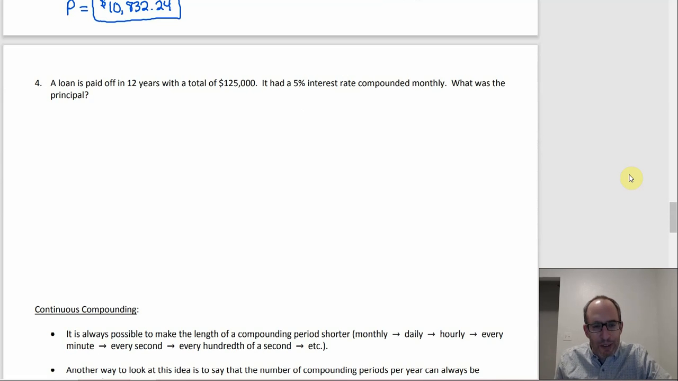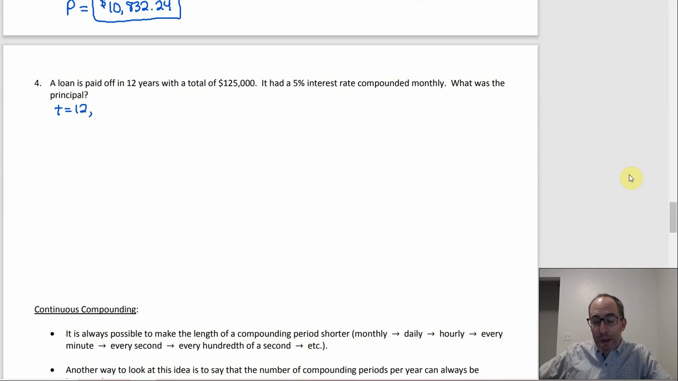So let's see what we've got. 12 years, there's the elapsed time. And then the amount that it's paid off with, that's the accrued amount of the loan, right? So somebody borrowed money, then the interest piled up, right? It compounded. And then at the end, when they paid it off, that was the accrued amount after 12 years. So that's what the 125,000 is here. That's the A.